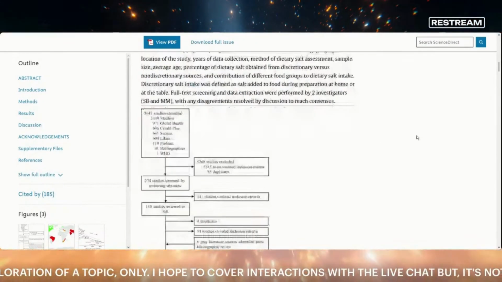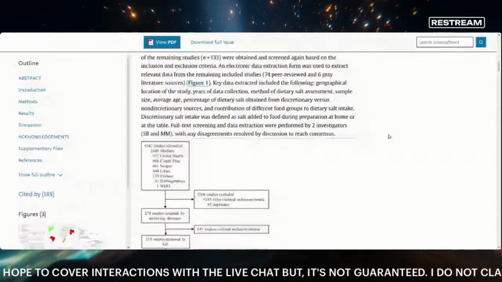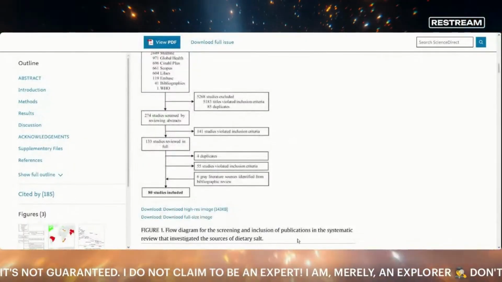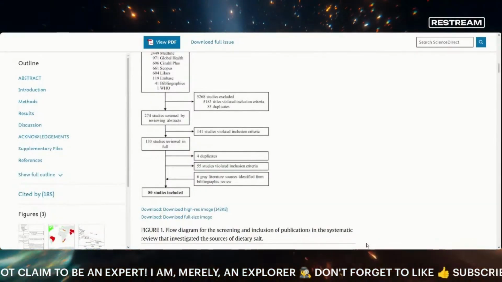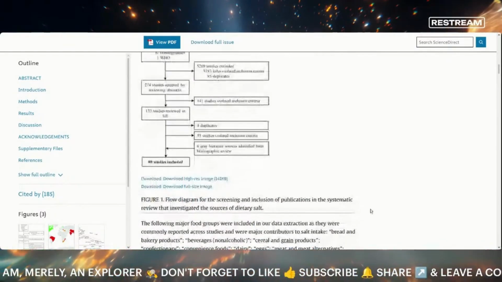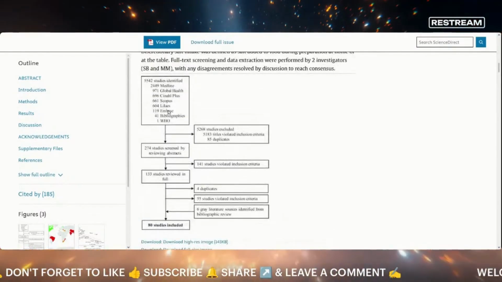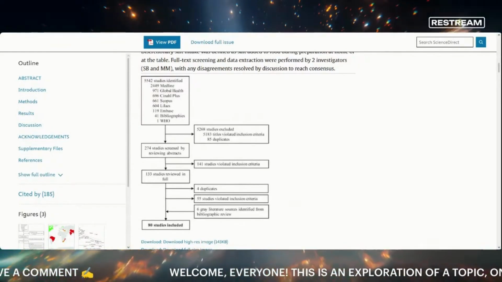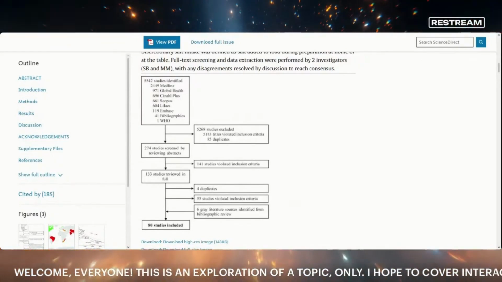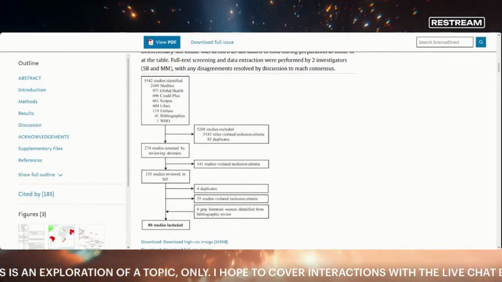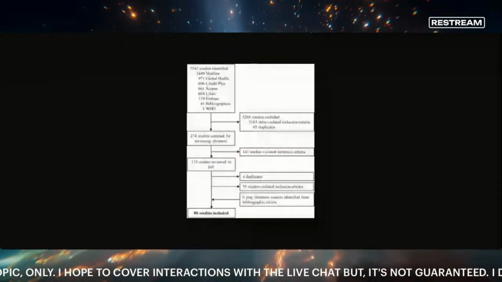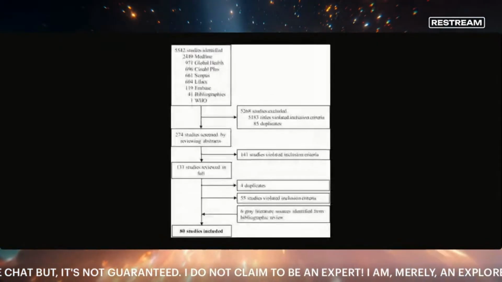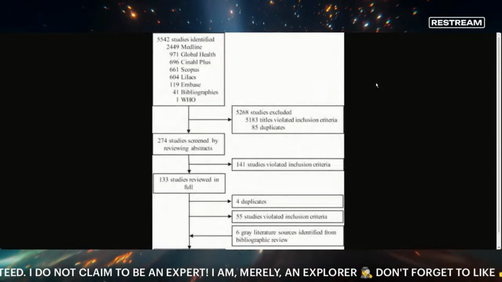So this is figure 1, is it? Yes. Flow diagram for the screening and inclusion of publications in the systematic review that investigated the sources of dietary salt. Is there any way to open the image in a new tab so that we can look at this more closely? Here it is. Let's see if we can zoom. There we go.